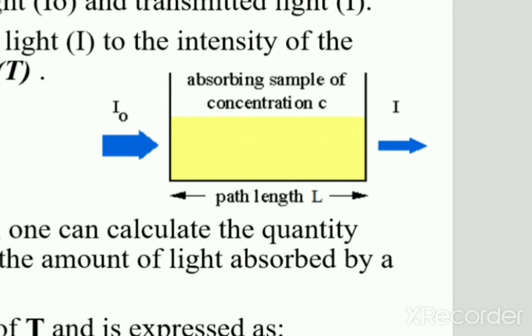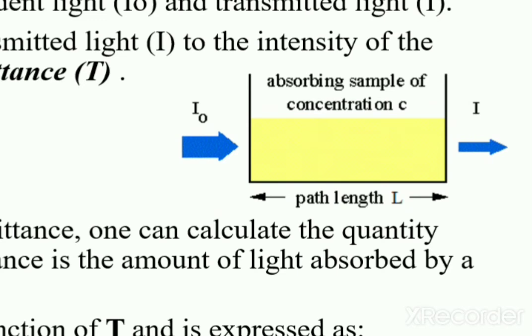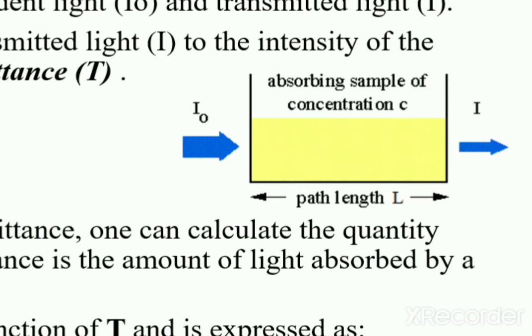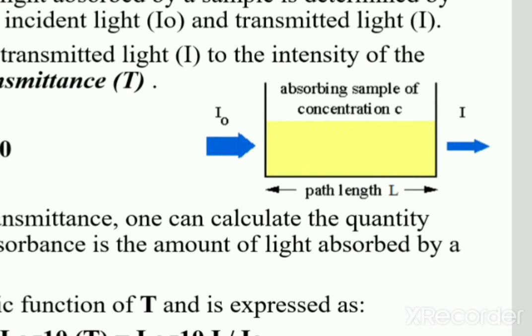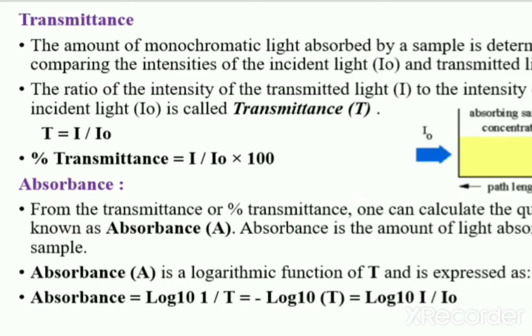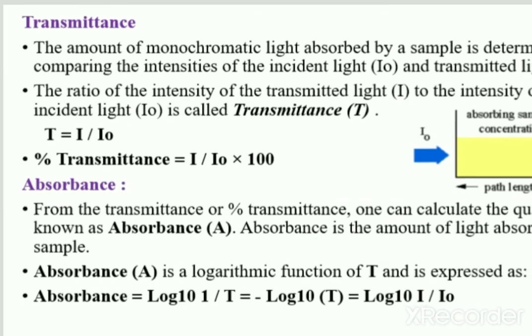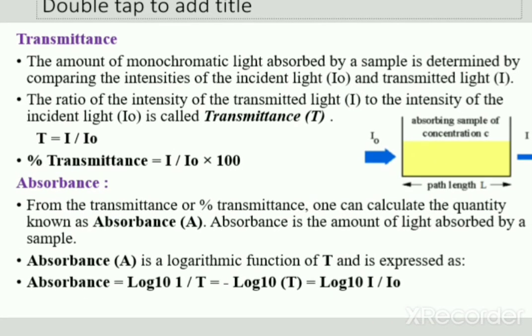So now in this figure you can see there is an intensity of incident light, that is denoted by I0, then how much light is transmitted, that is I, and in between this there is an absorbing sample of concentration c, and there you can see a path length also. Okay, now another term, that is absorbance. So from the transmittance or percentage transmittance, you can calculate the quantity that is known as absorbance.